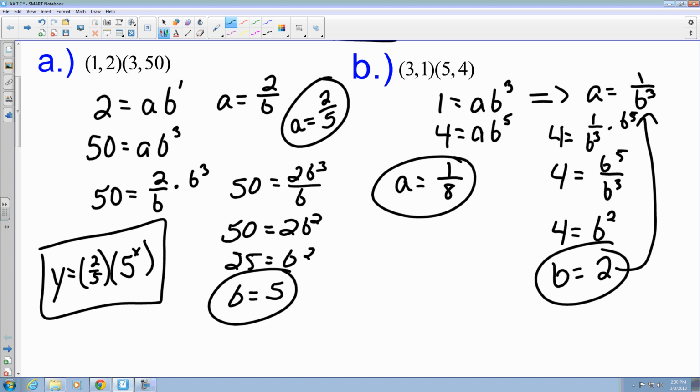I've found those values to write my equation. So my equation for this is y equals 1 over 8 times 2 to the x power.